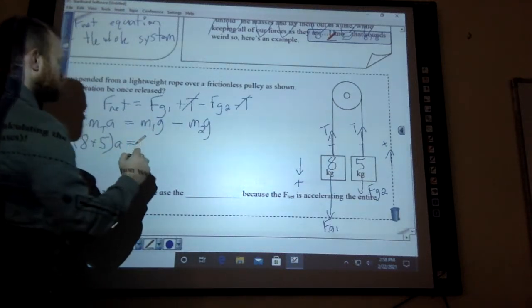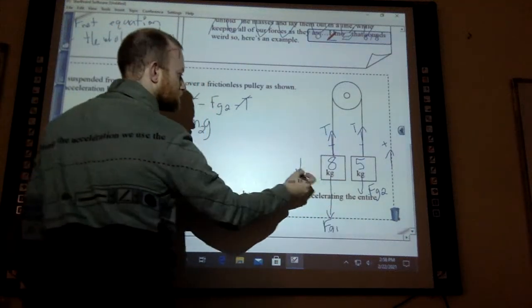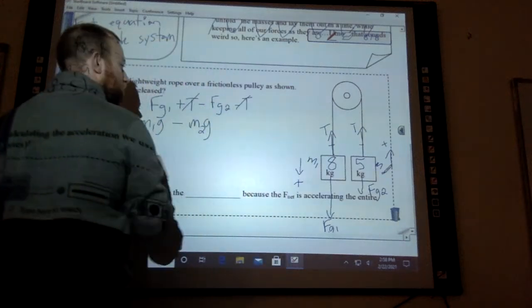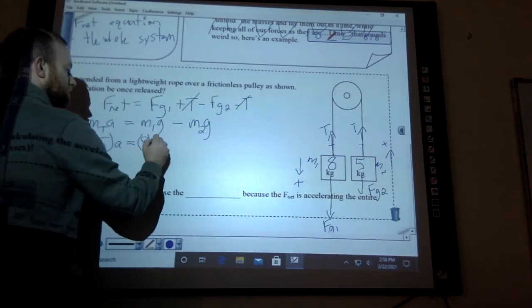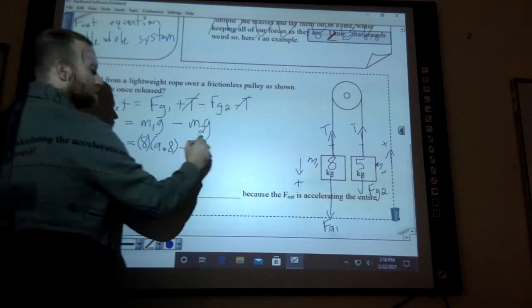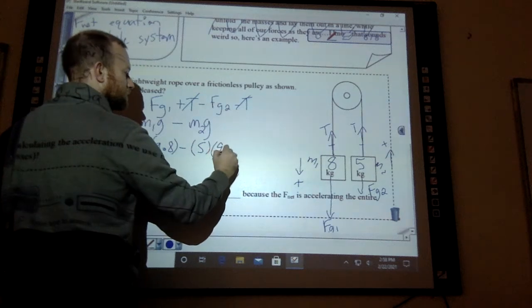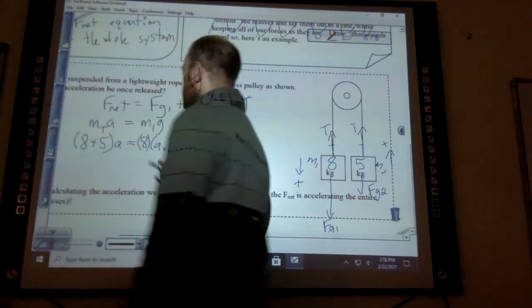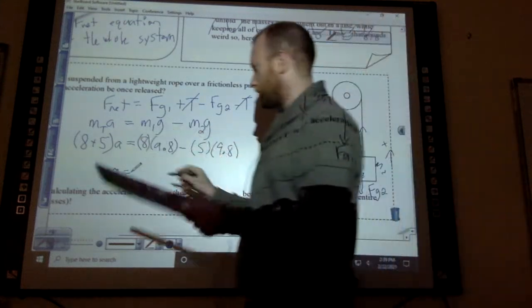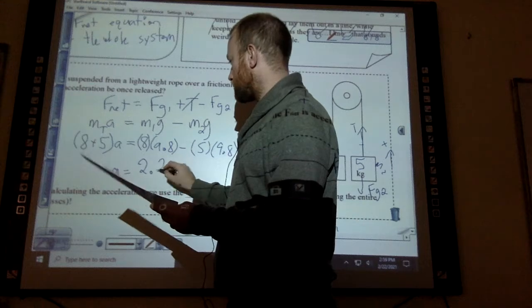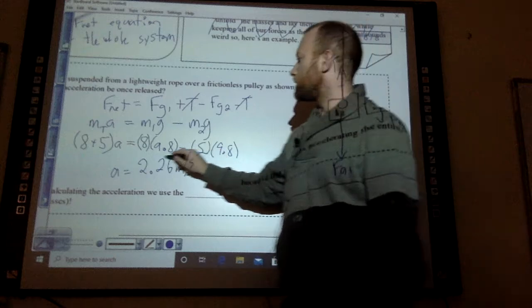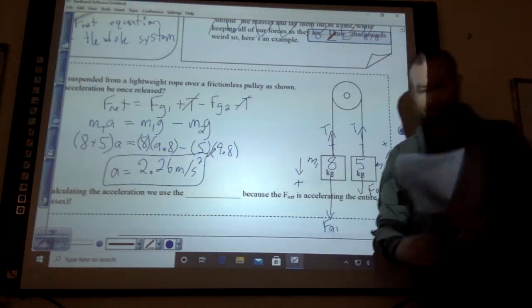Then mass 1, we didn't figure out which one's mass. Oh no, I said this one's mass 1. And this is mass 2. So M1 is 8 times 9.8 minus mass 2, which is 5 times 9.8. And from here, you get acceleration equals a number. I actually have this calculated. So 2.26 meters per second squared. So this is my overall acceleration to get this.